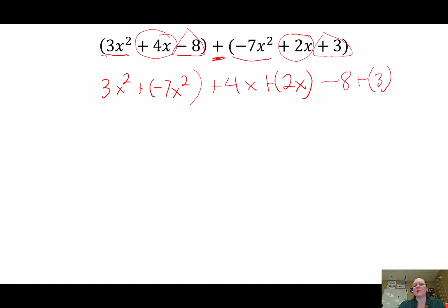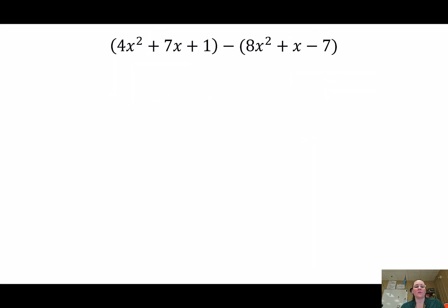And all I'm doing, guys, with the parentheses is just so you can see what I brought from the second one. We don't need them. Now, I'm leaving it on this one here because I don't want you to lose that negative sign. So 3x squared minus 7x squared gives me negative 4x squared. 4x plus 2x gives me 6x. And negative 8 plus 3 gives me negative 5. Now, is this in standard form? Yes. So there would be my answer.